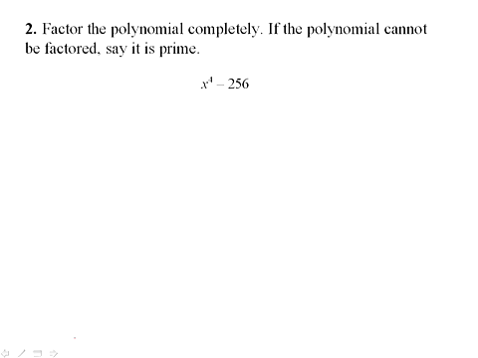Factor the polynomial completely. If the polynomial cannot be factored, say it is prime. So we wish to factor x to the fourth minus 256.